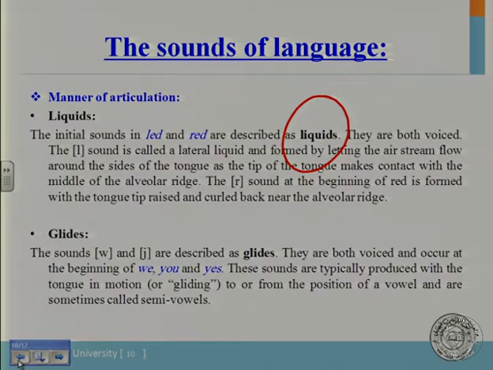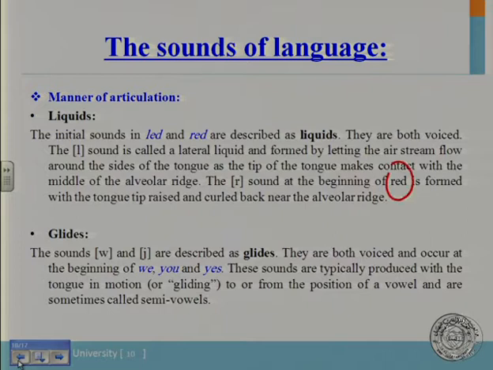Why is it called a lateral liquid? Because the air goes out of both sides. When we say l, there is a blockage of the air by the tongue. The tongue touches the roof of the mouth, and we can feel that the air passes out of the two sides of the tongue. The l sound is called a lateral liquid and is formed by letting the air stream flow around the sides of the tongue as the tip of the tongue makes contact with the middle of the alveolar ridge.